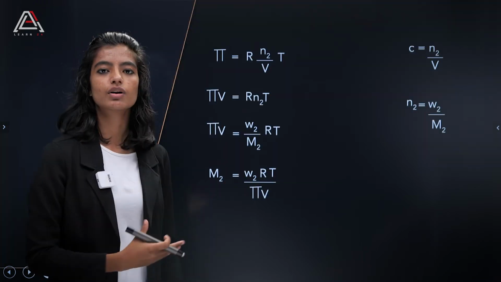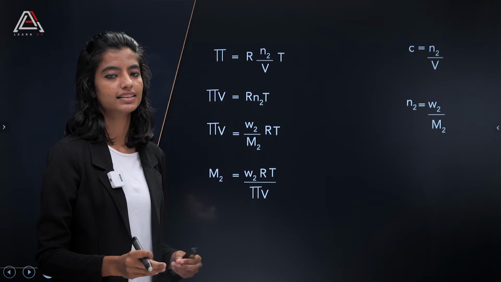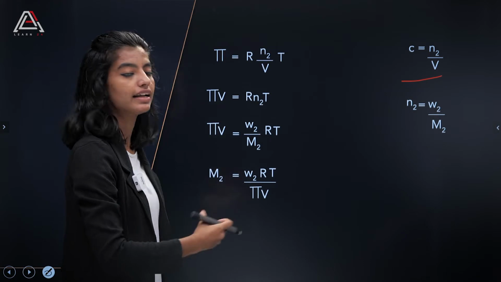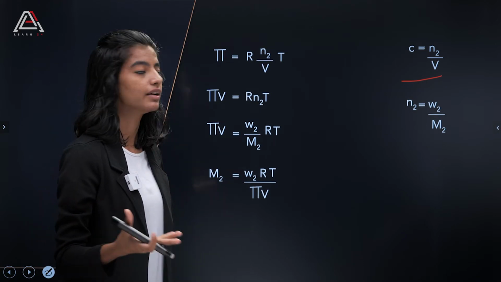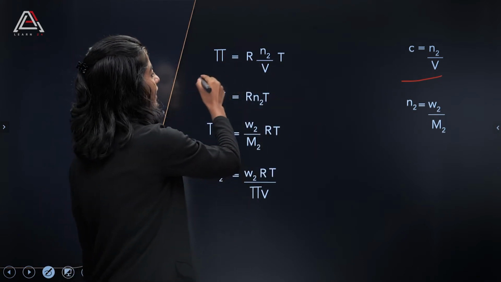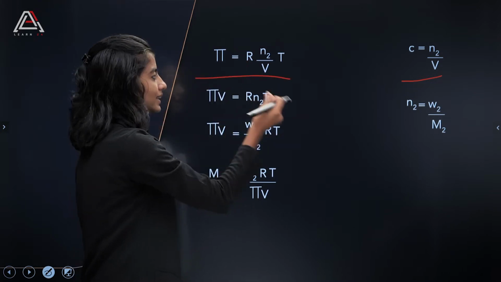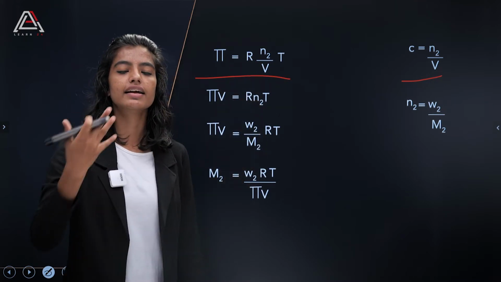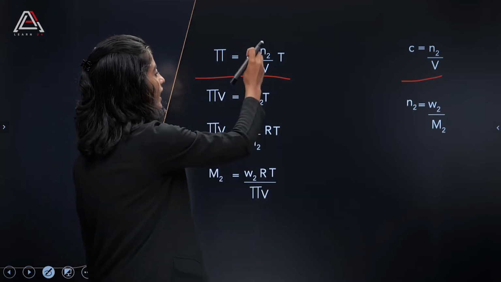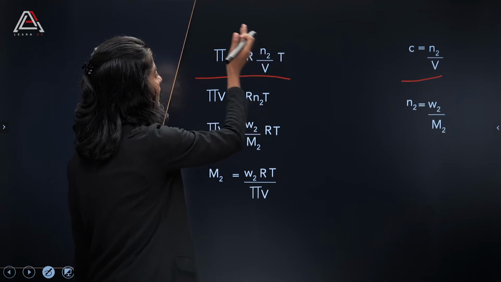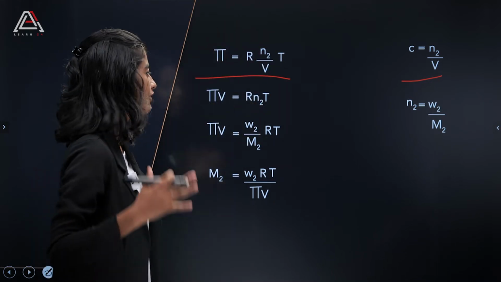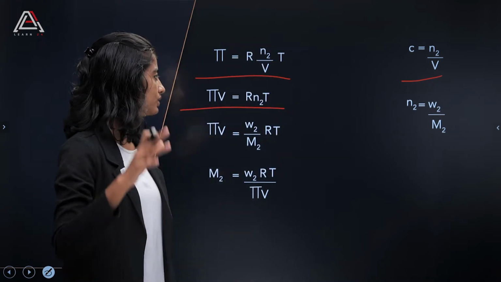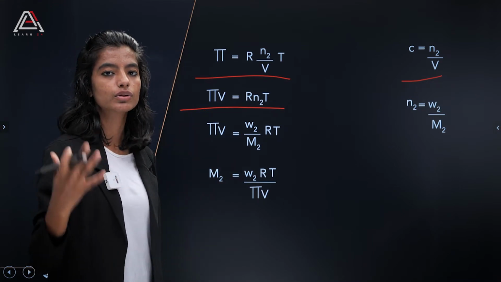Now we have to find out the molar mass of solute, right? Yes. As we know, C is equal to N2 divided by V. I just substituted this in this equation. Pi is equal to RCT. Now, pi is equal to R into N2 divided by V into T. Now, I removed V from here and placed it in the left hand side. Now I got the equation pi V is equal to R N2 T.